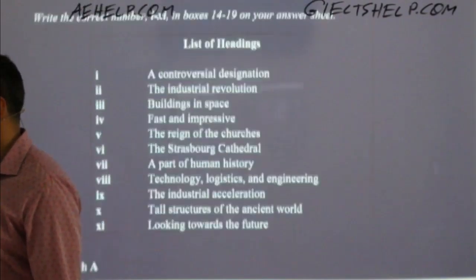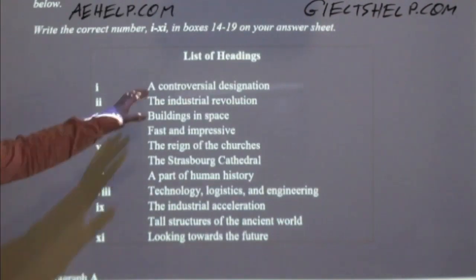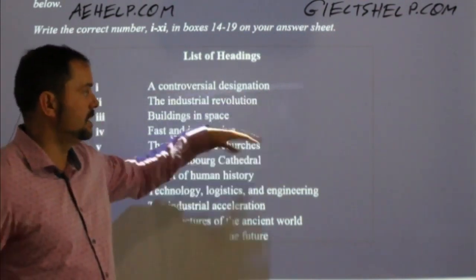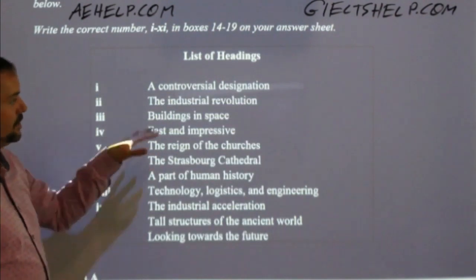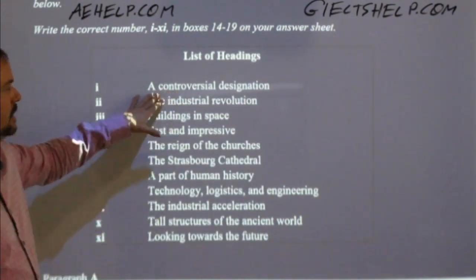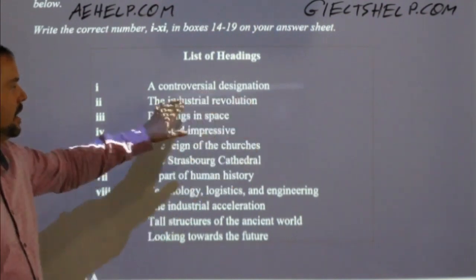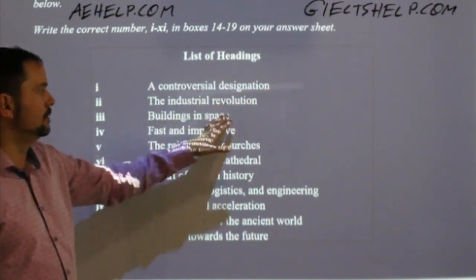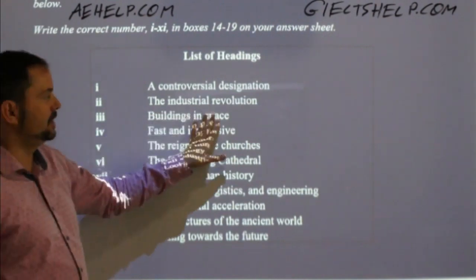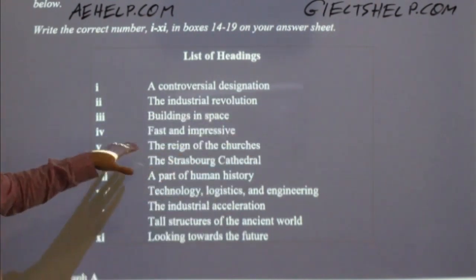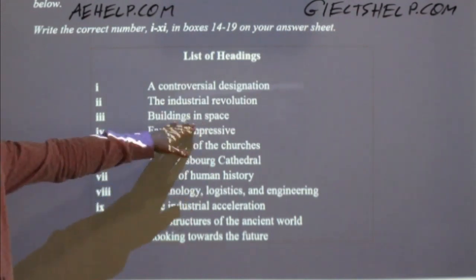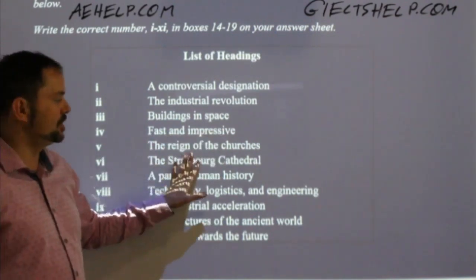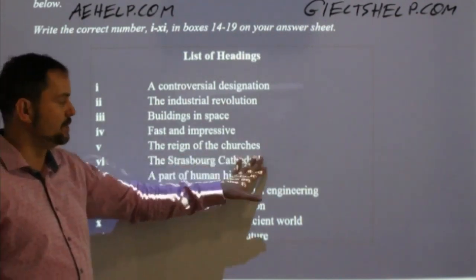All right, and then we look at the list of headings. A controversial designation. Okay, now I know that I need to paraphrase this, and I'm doing this in my mind because in the real exam I don't have time to write this down. So controversial designation means a debatable title or an argumentative title or naming. The Industrial Revolution, okay, that's the time of factories and mechanization or making machines. Buildings in space, so structures outside of Earth. Fast and impressive, quick and amazing. The reign of the churches, the rule of religious buildings or cathedrals.